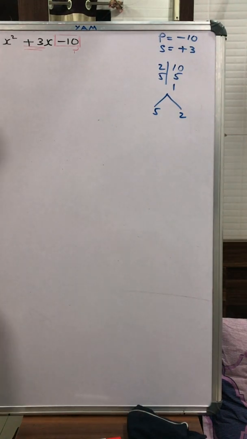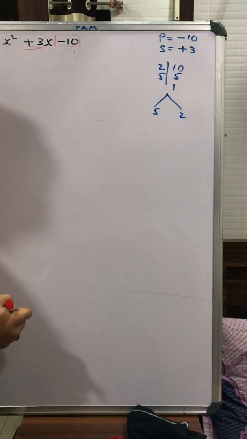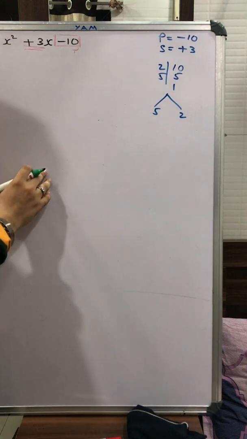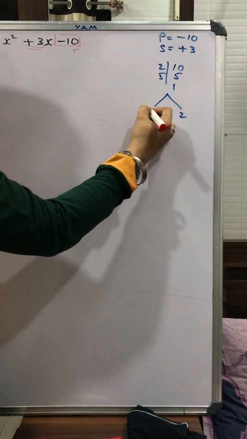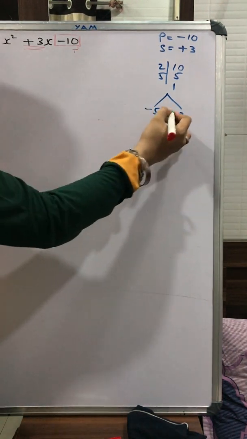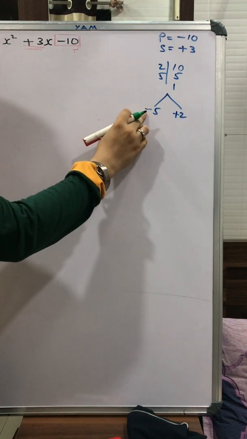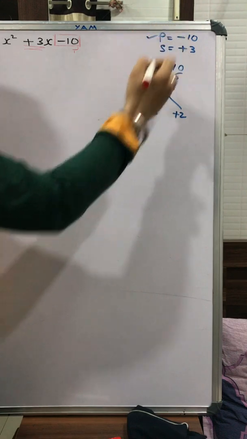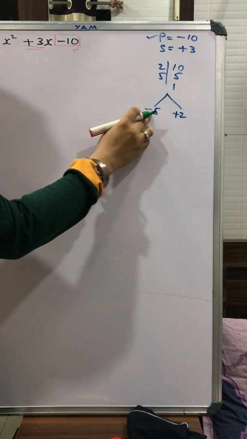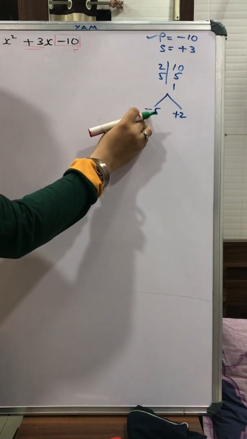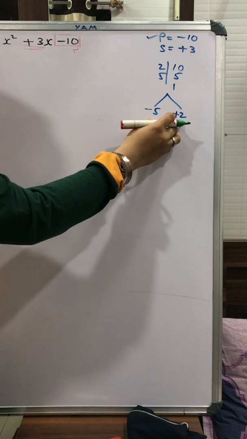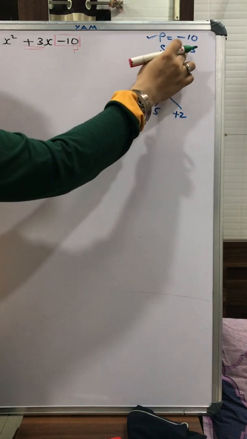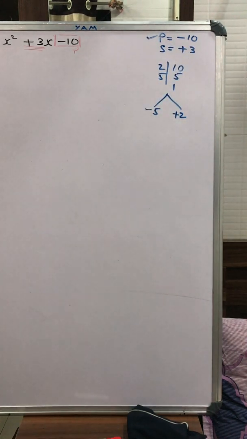5 and 2. Now how to proceed with? I should get minus 10. So I can say minus 5 and minus 2, or minus 5 and plus 2. When minus 5 multiplies with plus 2, I get minus 10. Oh, amazing. But when minus 5 and plus 2 are added, that is nothing but minus 3. But I want plus 3. So this cannot be the case.